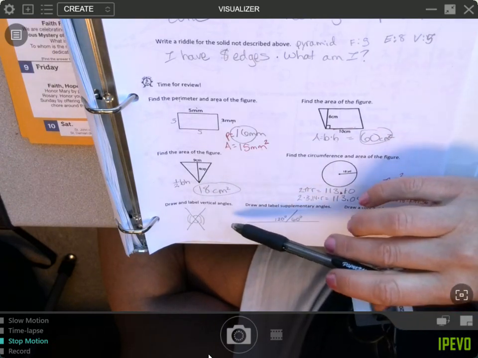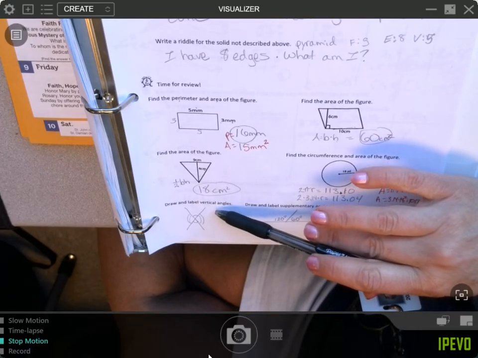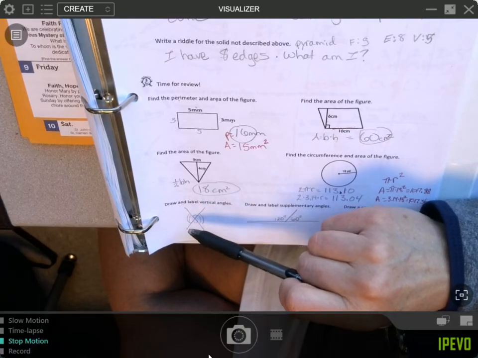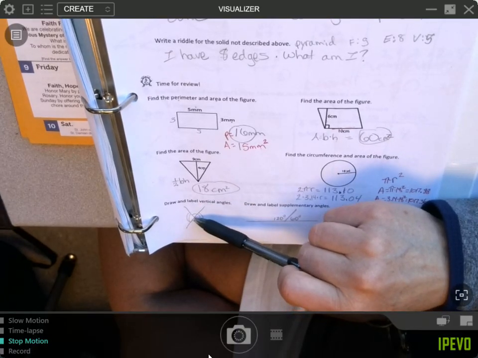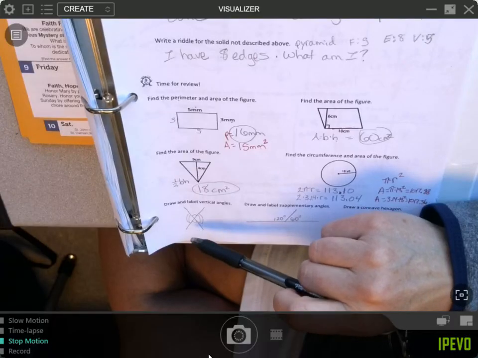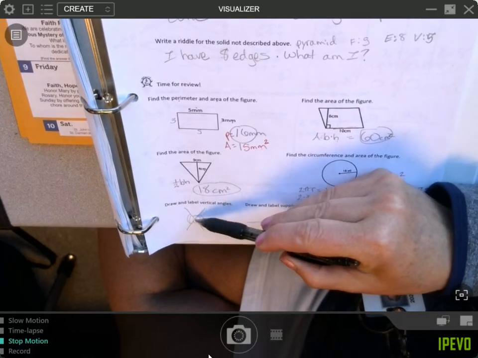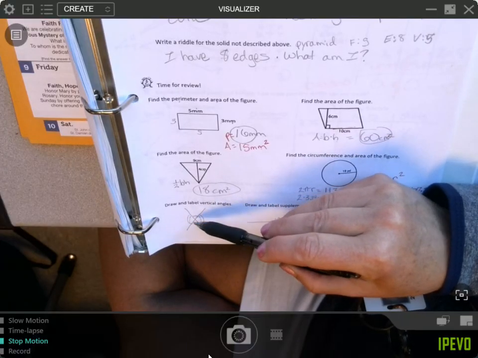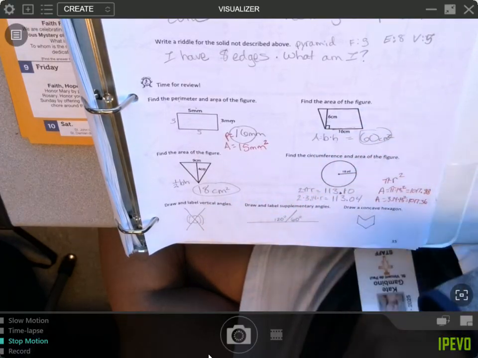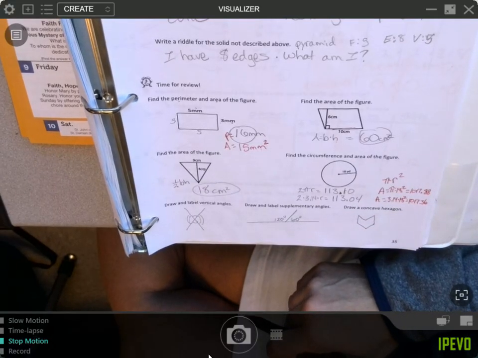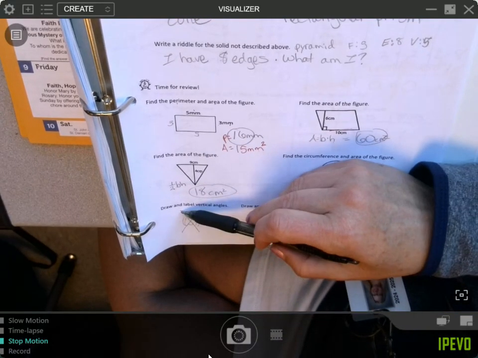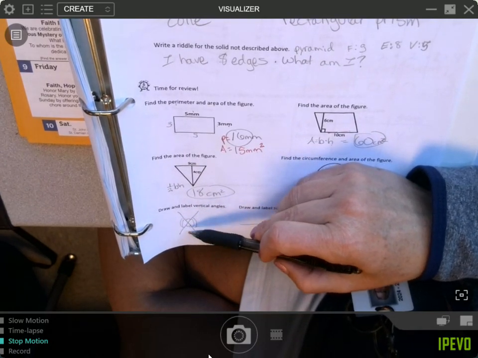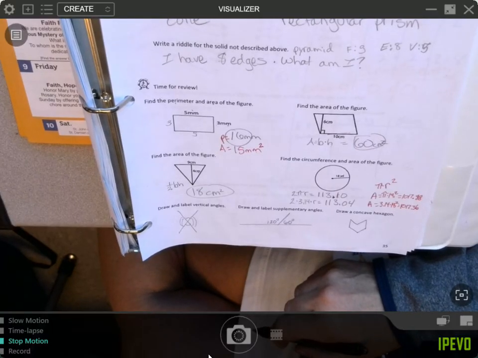On the bottom, draw and label vertical angles. So you needed your x. We need to know that opposite angles on that vertex are going to be congruent. I showed they were congruent by the one line for these two that are congruent and the two arcs here for these two that are congruent. If you put angle measurements in to show that they are congruent, remember this is a straight line, so if we add the two different angles up together, it must equal 180 degrees.